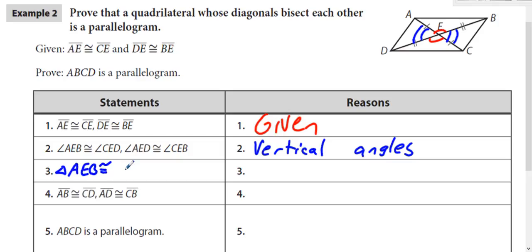AEB is congruent to CED and AED is congruent to triangle CEB. And we said side, angle, side.